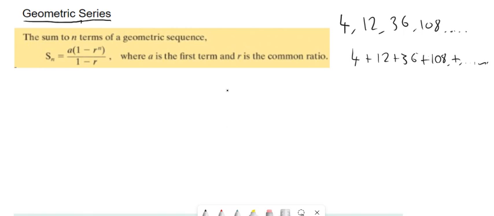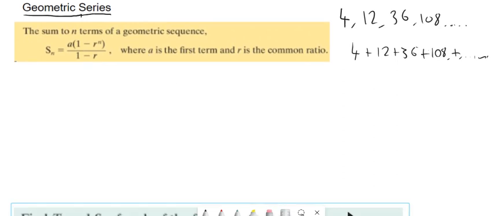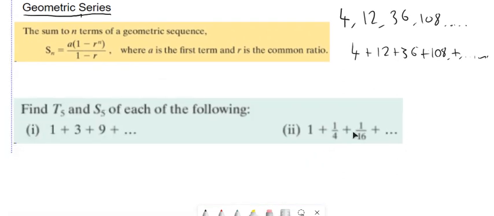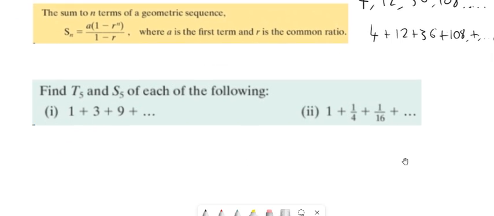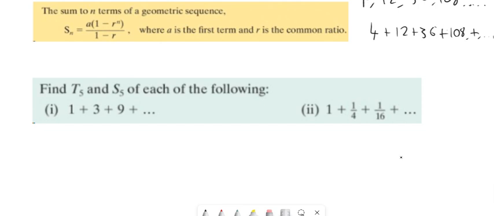So this is a formula here for the sum of the first however many terms of a geometric sequence. Right, so find T5 and S5 of each of the following. T5 would just be the fifth term in the sequence, so I'd go back to the formula that I had before. That's T of n is equal to A R to the n minus 1. That's the old one, I'll just use that to recap.